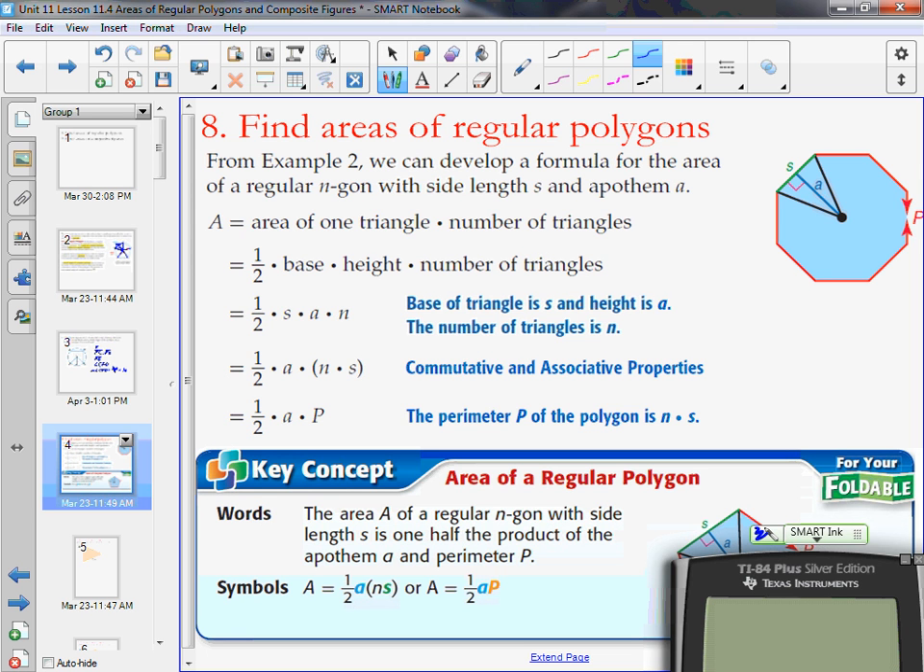So it says from example 2, we can develop a formula for the area of a regular n-gon with side lengths S and apothem A. So S is the length of a side. Now it's a regular polygon, so S is the length of each side. All right? And the apothem is A. And remember, you can draw in as many apothems as there are sides, but they're all congruent to each other. So A is the length of every apothem.